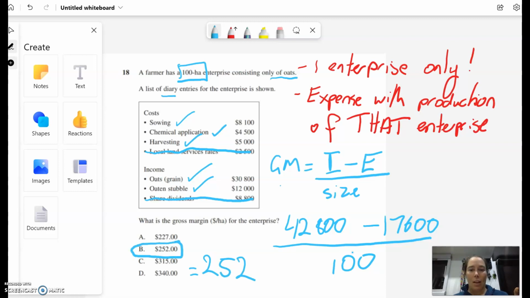Answer B. I'll see if I can find some more for you, and I'll give you some more gross margins budgets to go through if you want to.